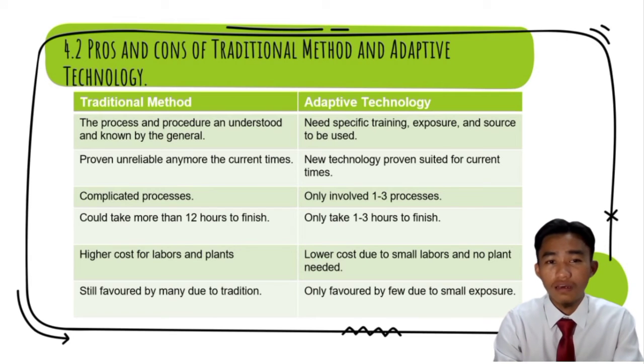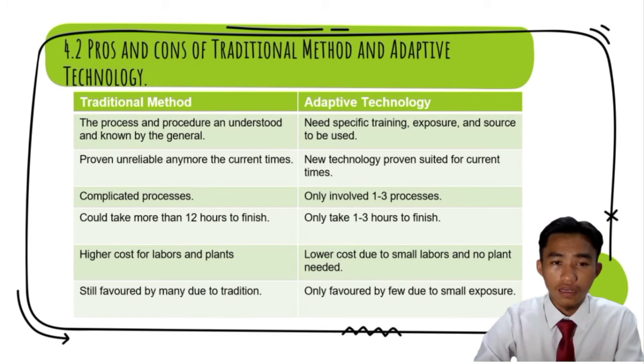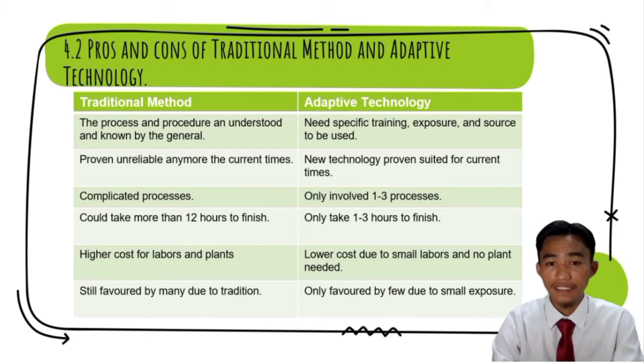Traditional method, it is a complicated process, but the technology only involves 1 to 3 processes. The traditional method could also take more than 12 hours to finish, and adaptive technology only takes 1 to 3 hours to finish. The traditional method also uses higher cost for labor and plants, but the technology has lower cost due to small labor and no plant needed.